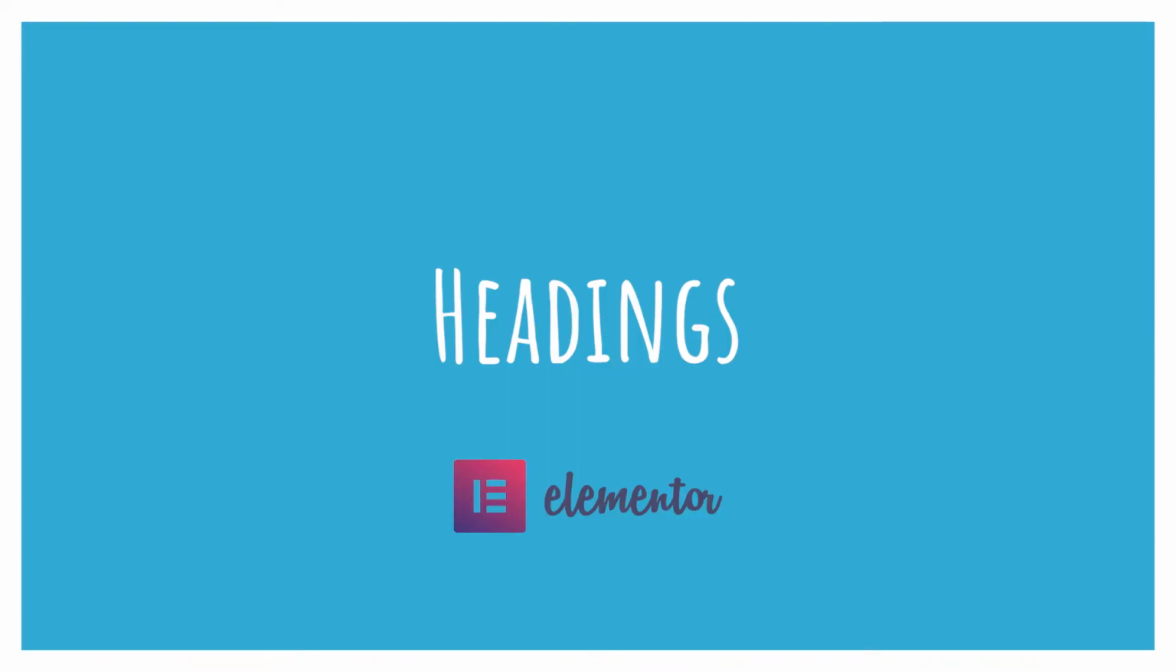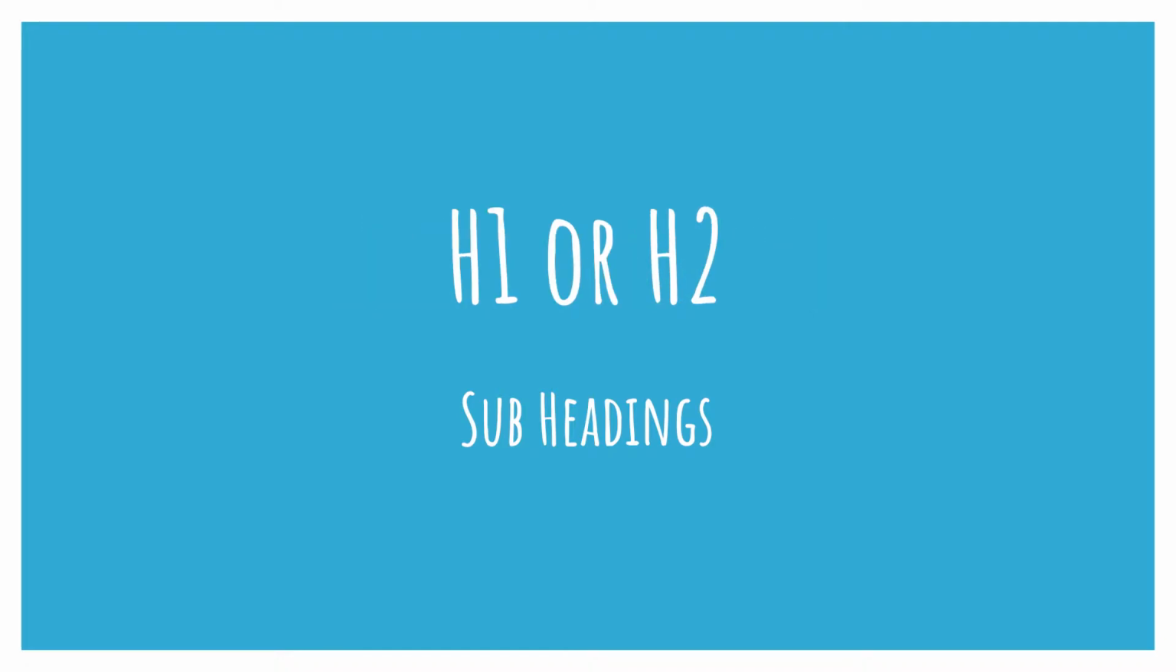Hello, in this video we are going to be talking about the headings element of Elementor. When it comes to headings, think about newspapers. So you've got your main headings and your subheadings. In terms of websites, our main headings are generally H2s and subheadings H3s, H4s, H5s. Structure it a bit like a newspaper.